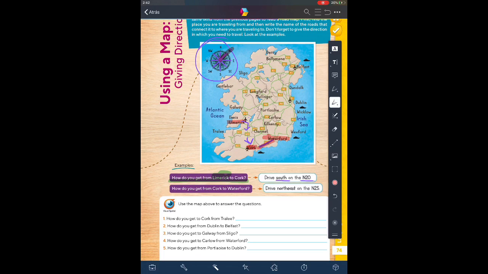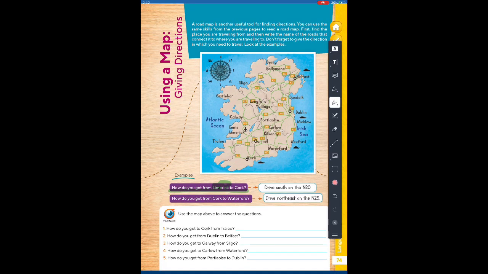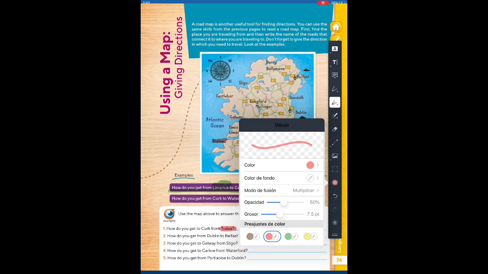So let's make the first one. Use the map above to answer the questions. Number 1, how do you get to Cork from Tralee? So let me erase this so we don't confuse. How do you get to Cork from Tralee? So Tralee is the first place from where we're going to start driving, if we say it like that. So we need to find Tralee, it's here, and then from Tralee we need to go to Cork, which is here, okay? So let me change the color.